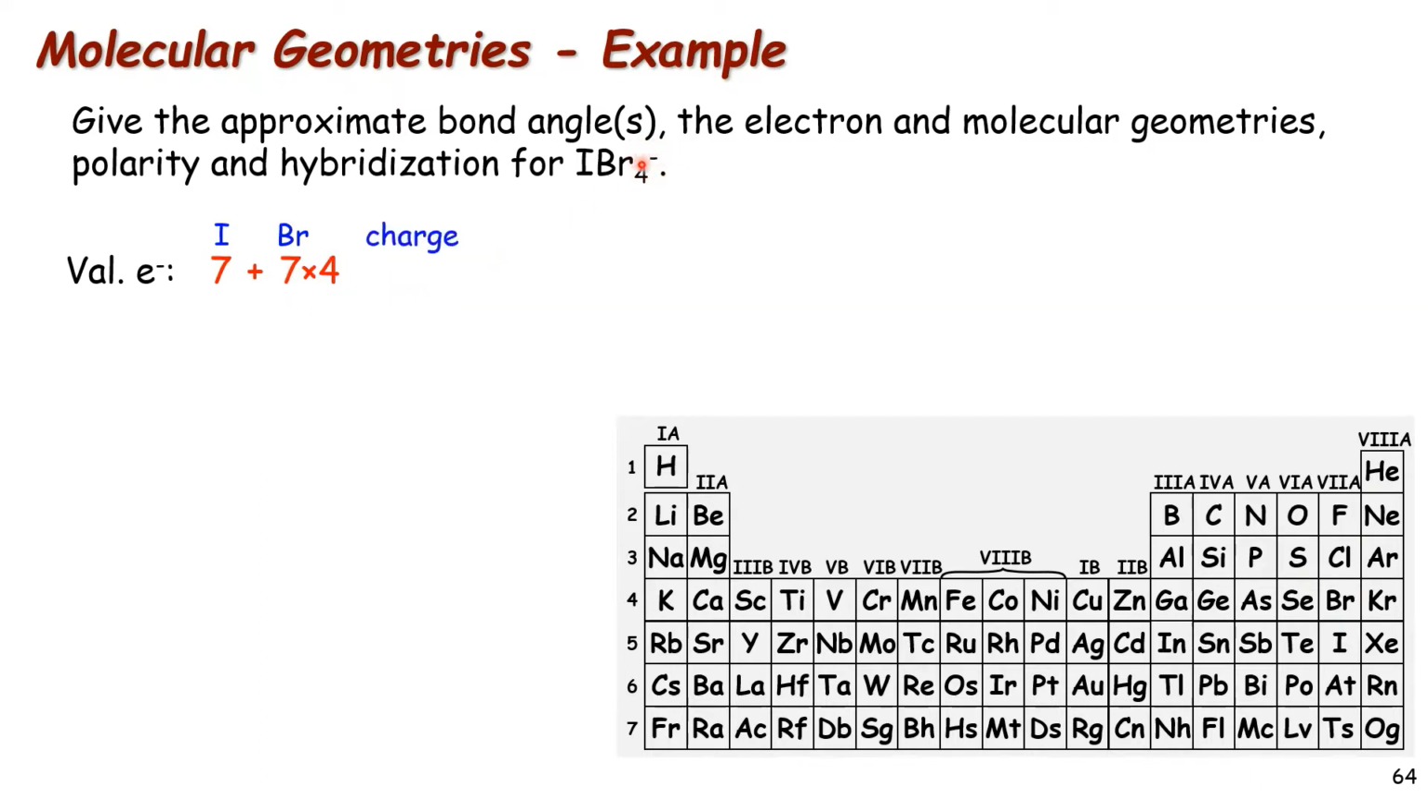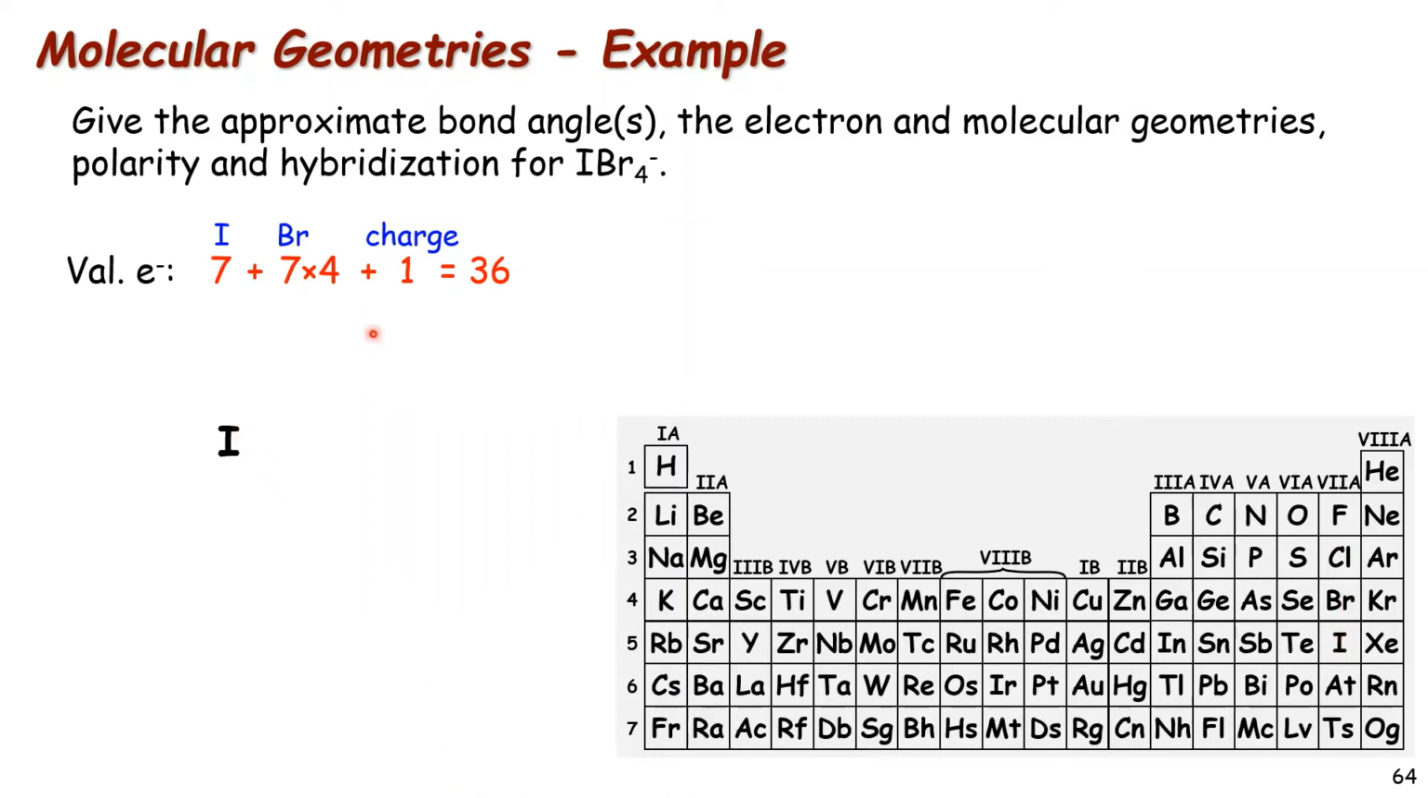That means it has 1 extra negatively charged electron, so we're going to add 1. So that gives us a total of 36 electrons that we need to deal with. Next, we want to put the least electronegative atom, which is the iodine, right? It's less electronegative than the bromine. Bromine sits closer to the fluorine, so it's more electronegative. So iodine is going to be our central atom.